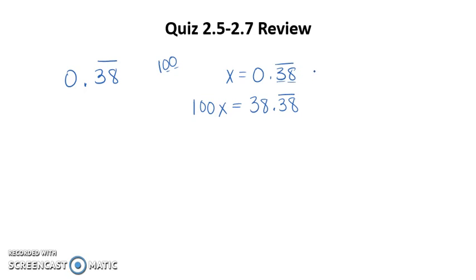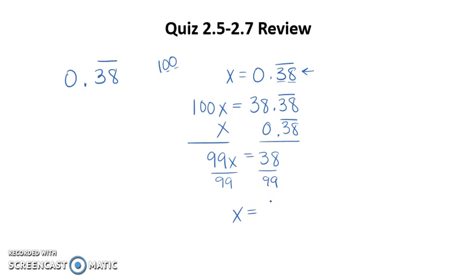Next step is to subtract our original equation from each side. So I'm subtracting x from one side, and I'm subtracting 38 repeating from the other side. I end up with 99x and 38 on that side. Finally, I just solve my one-step equation here. If it's 99 times x, then I divide by 99. We get x equals 38 over 99. I do not believe it reduces anymore. Nope, doesn't look like it.